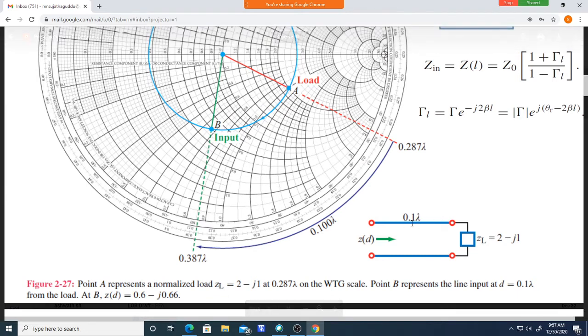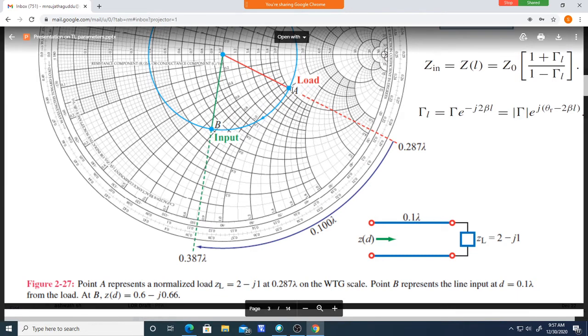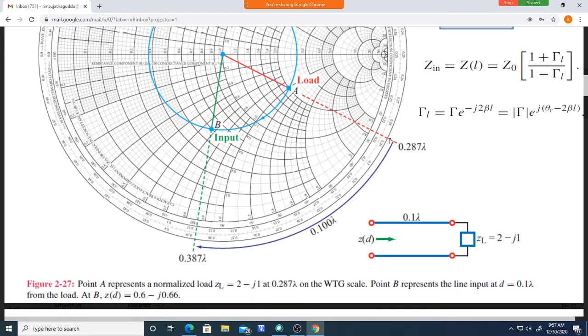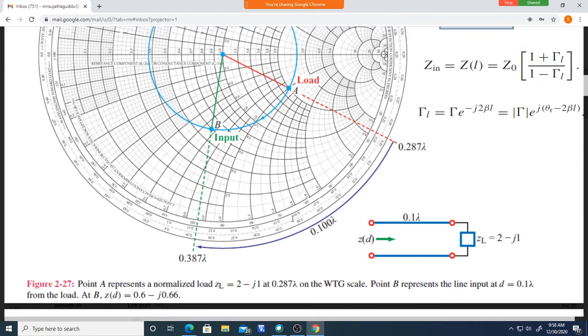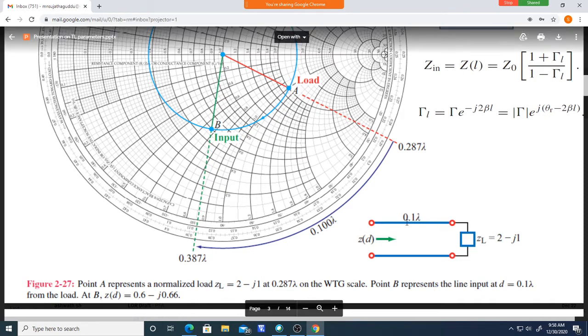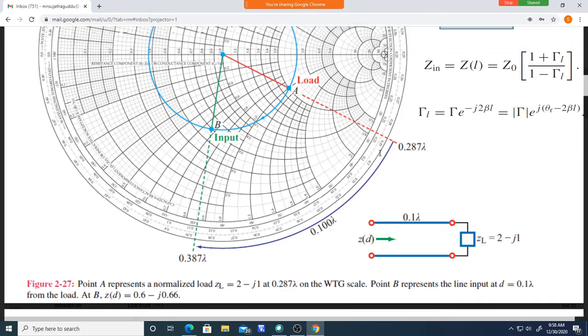For any given distance, here it is given as 0.1. From the load towards the generator only we should move, because we are moving towards the generator like this. So from the load point you should move in the clockwise direction. Okay, given distance. You know, I already clearly told all these things in the previous semester. Please go through the previous semester slides. So easily you can mark the distance, and from there you draw a line.